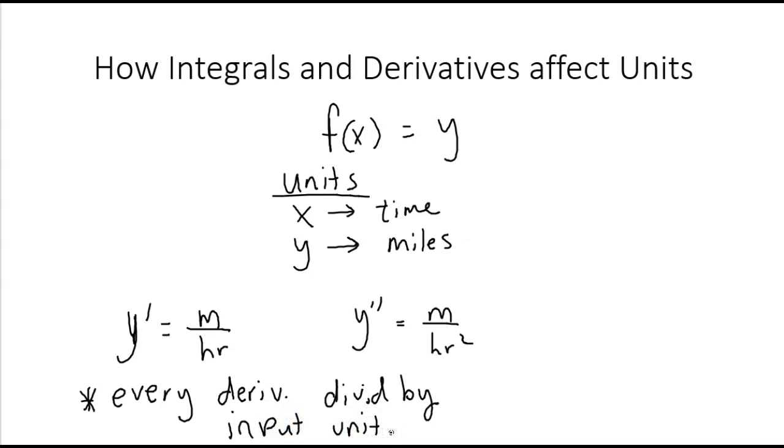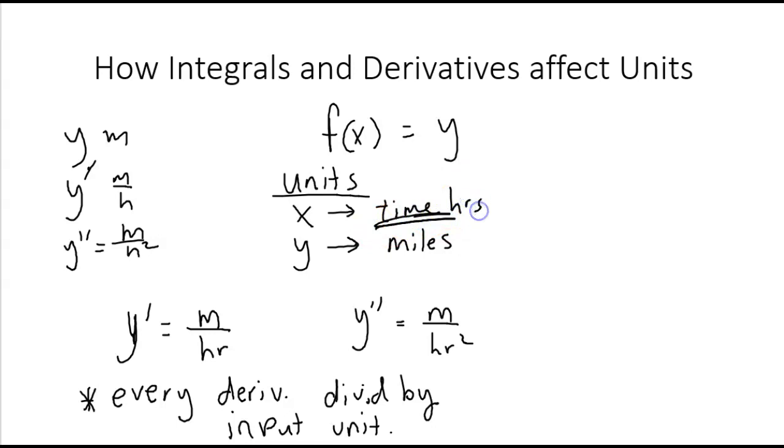You know, so for instance, in this case, y is just miles. So if I take the derivative of that, it becomes miles over hours. And if I take the derivative of that, it becomes miles over hours divided by hours again, which becomes miles per hour squared. So every time you take a derivative, you're dividing by the input unit. My input unit is hours. I was going with hours. So every time you take a derivative, you divide by an input.